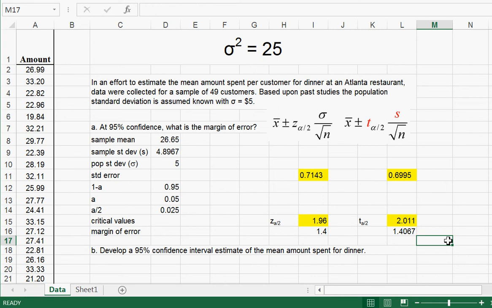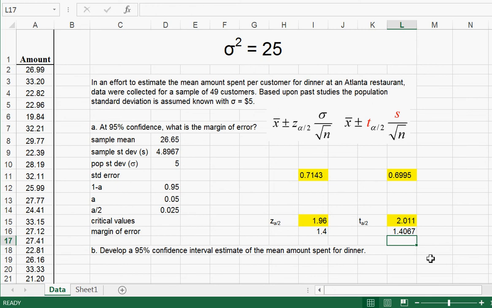Does everybody have the same margin of error? Will you do that one more time? Yeah. What am I doing? I'm taking z times the standard error, right? Okay. T times the standard error. So this right here is z times the standard error, right? Okay. And this is t times the standard error.